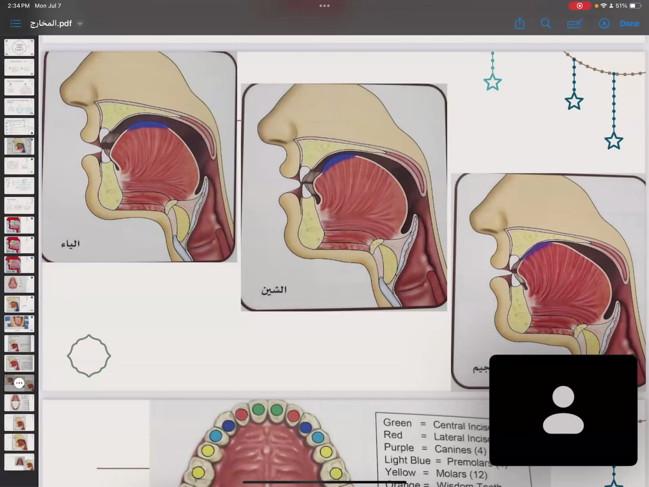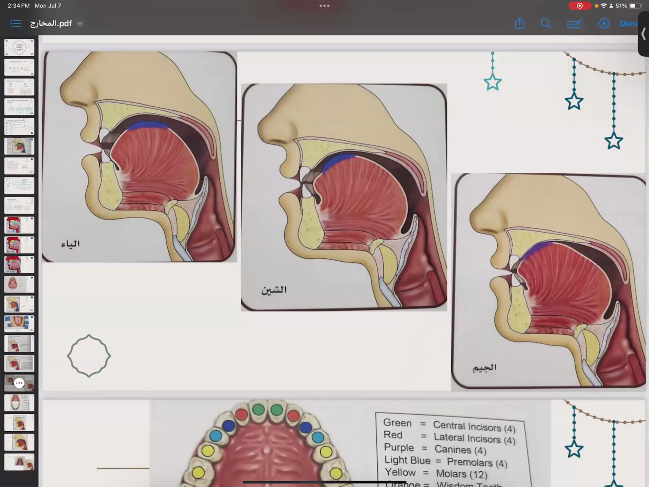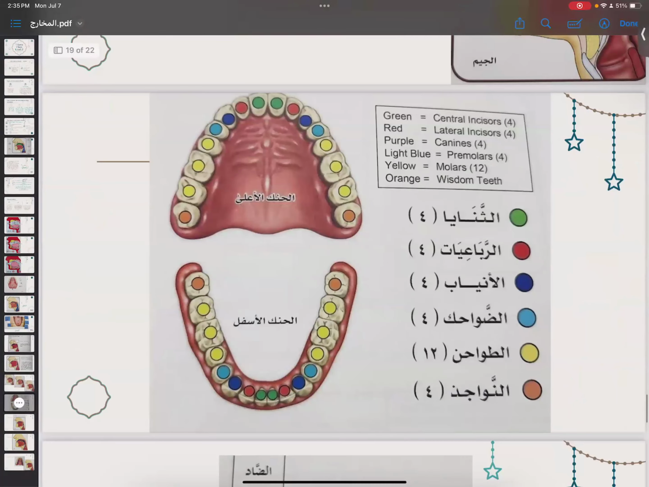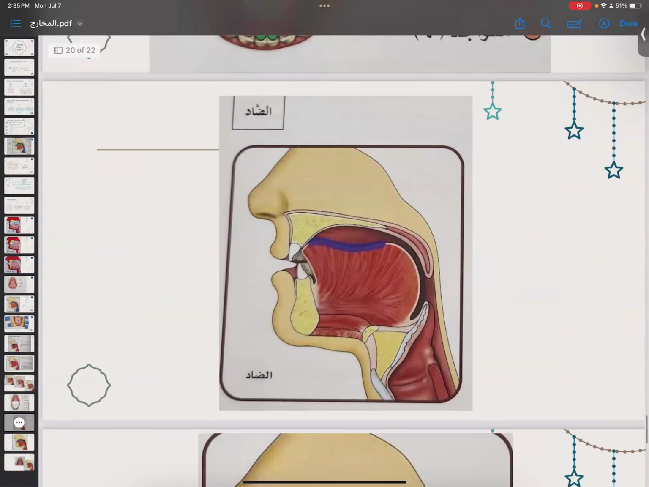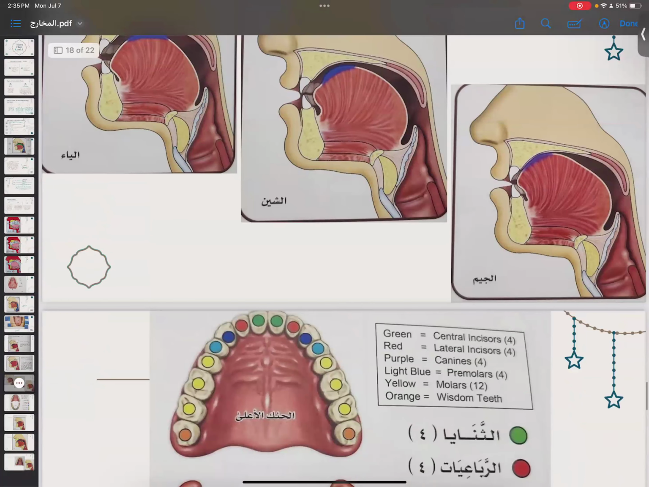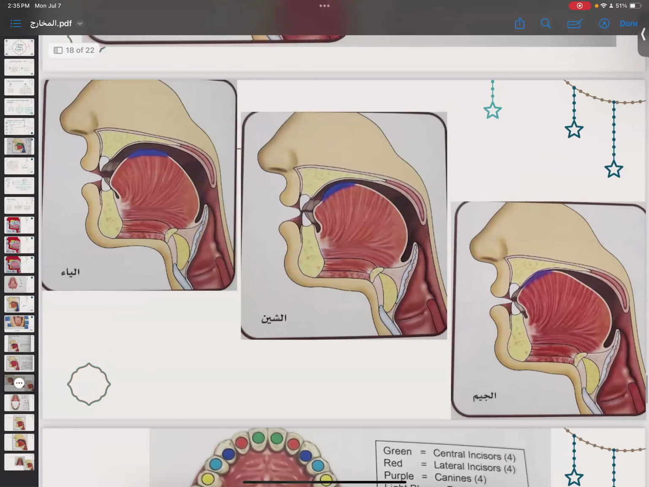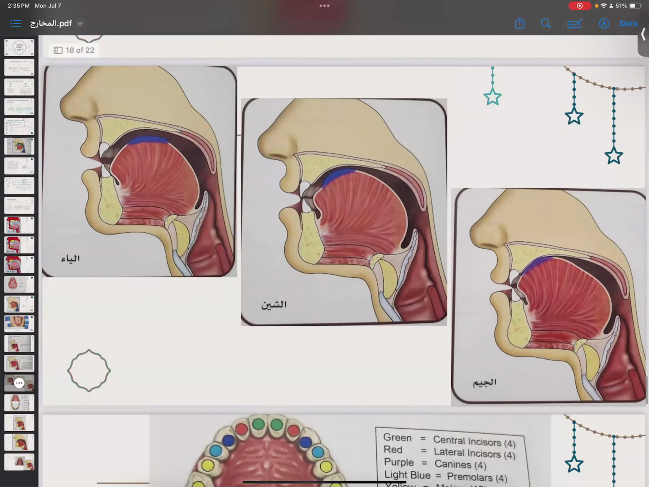Okay. So there's different parts of the tongue, and they make different sounds. So here, ya, sheen, and jim, they're different parts of the tongue, but they're all part of the harder part of the mouth. They come near that part. And they're all wast al-lisan, I think. It's all like the middle front portion of the lisan. So that's why al-ya and sheen and jim have similar sounds.